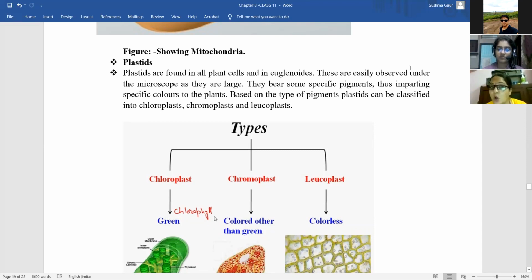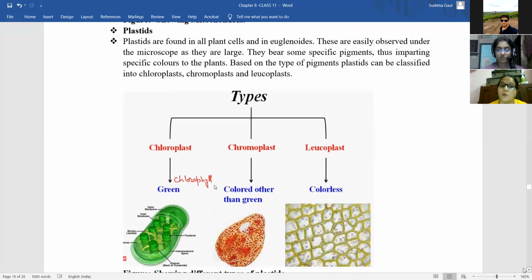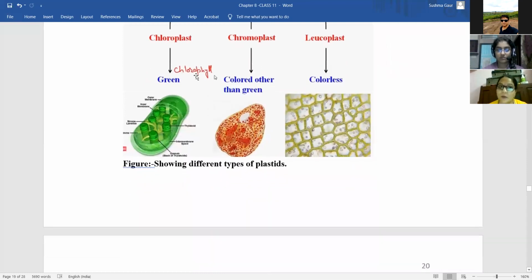They are easily observed under the microscope because they are very large in number and they consist of specific pigments. Therefore, they are responsible for imparting color to the plants. On the basis of the presence of pigments, these plastids can be classified into three types: chloroplast, chromoplast, and leucoplast. Chloroplasts are green in color because they consist of chlorophyll as their pigment, which is responsible for imparting green color to plants.